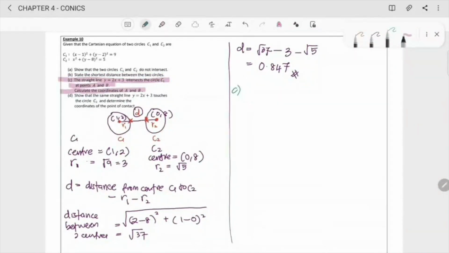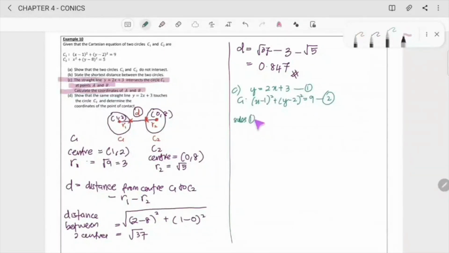For question C, the straight line y equal to 2x plus 3 intersects the circle C1 at points A and B, and calculate the coordinates. So we have y equal to 2x plus 3. We are going to use the simultaneous method to solve this one. So the second equation is circle C1. C1 is (x minus 1) squared plus (y minus 2) squared equal to 9. That's the second equation. So we are going to simultaneously solve.